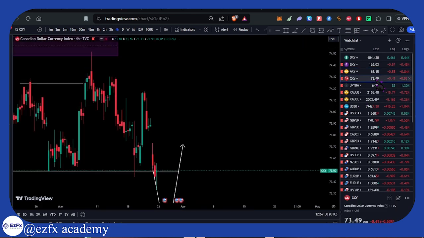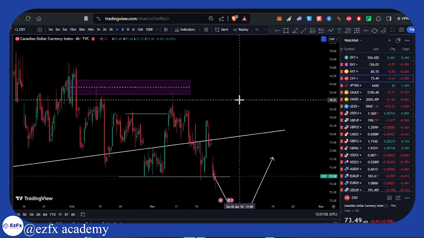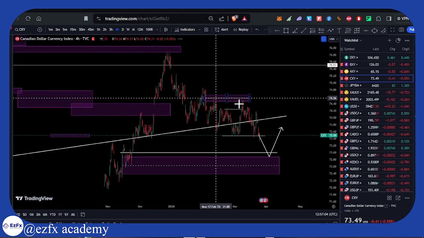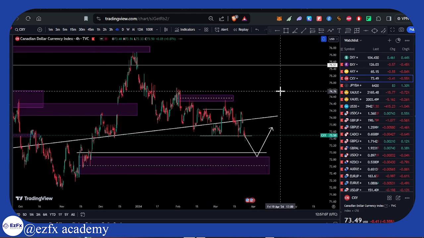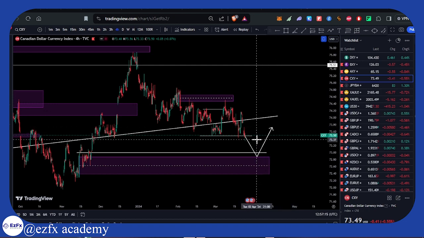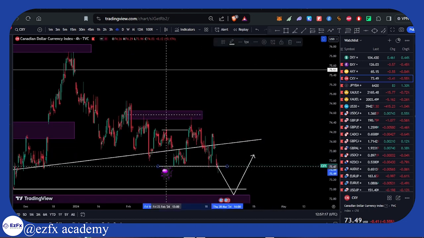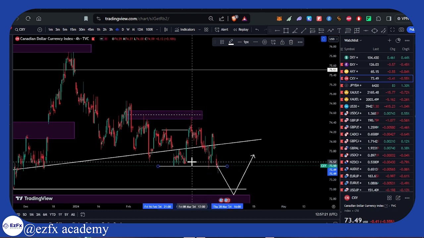Next up, let's look at CXY also, the Canadian dollar currency index. Similar to what we said for the US dollar, I'll be expecting a sell to buy to also happen on CXY. Now, however, this would only hold if I can see a new candle being made that comfortably breaks below this point.